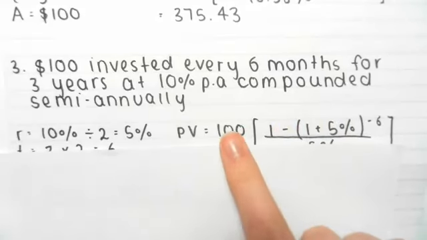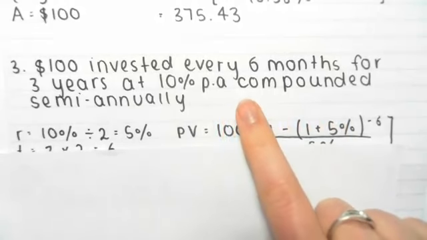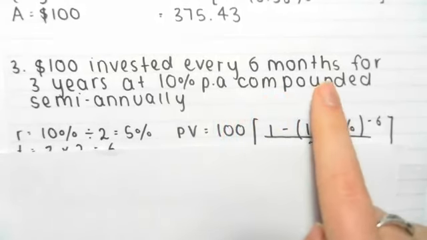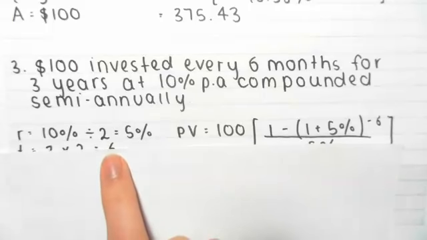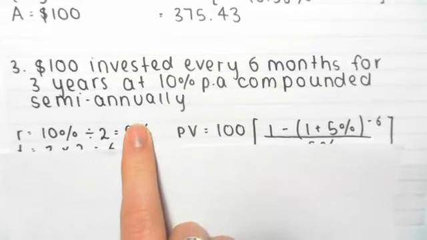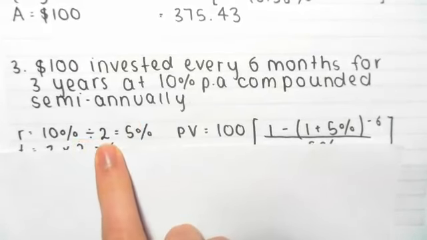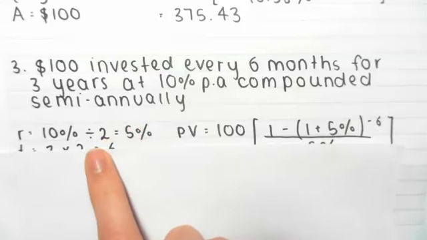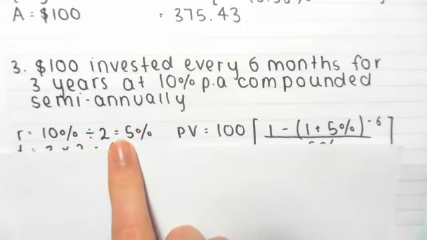Although it's compounded semi-annually, it's a per annum rate. It needs to be a per 6 month rate. So we just need to divide it by 2. So as long as it's compounded in the same rate, we don't have to use the effective interest rate, but we might have to divide it by the amount of periods in that year.